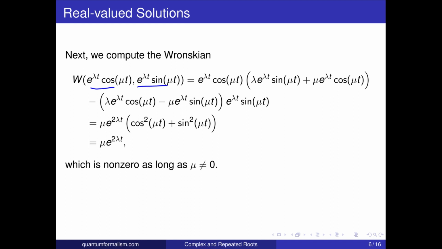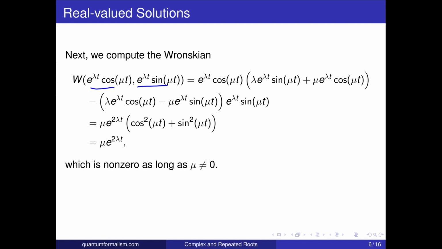So it's a little bit troublesome. First, in the Wronskian, you leave the first function alone. That's this e to the lambda t times cosine of mu t. And then do the derivative of the second function. So we'll get a lambda popping out when we do the derivative of e to the lambda t. And then we get this mu popping out when we do the derivative of sine of mu t.